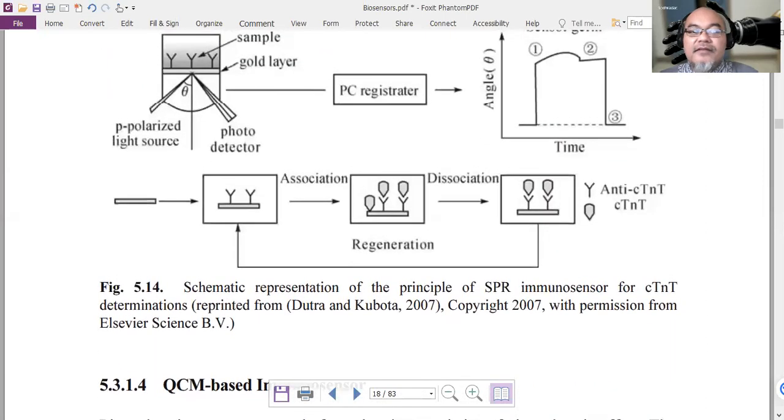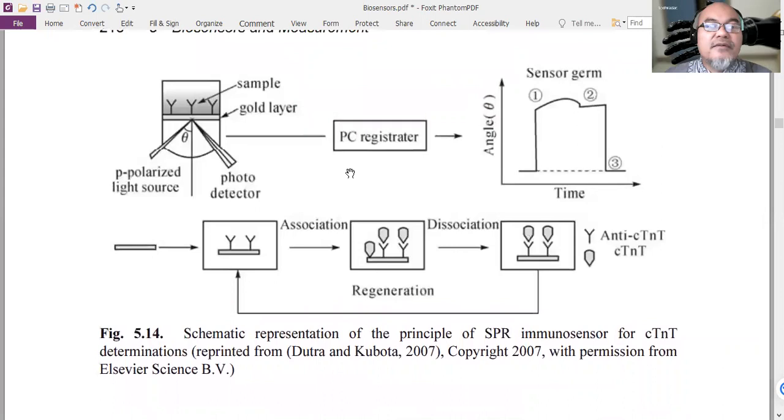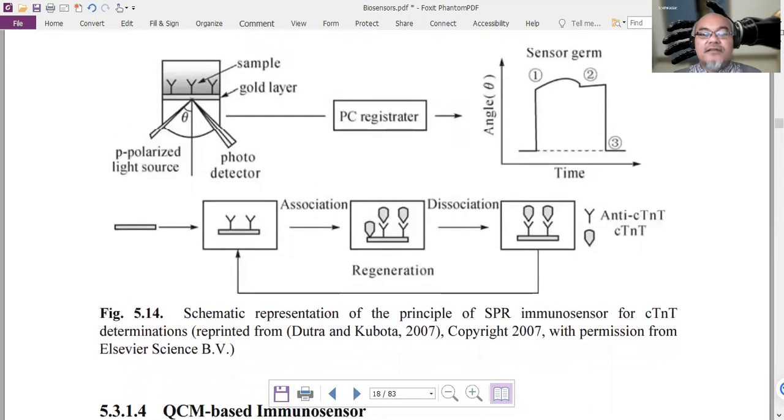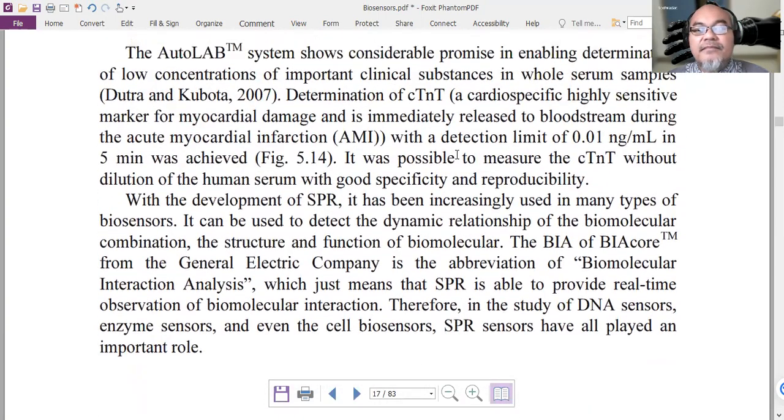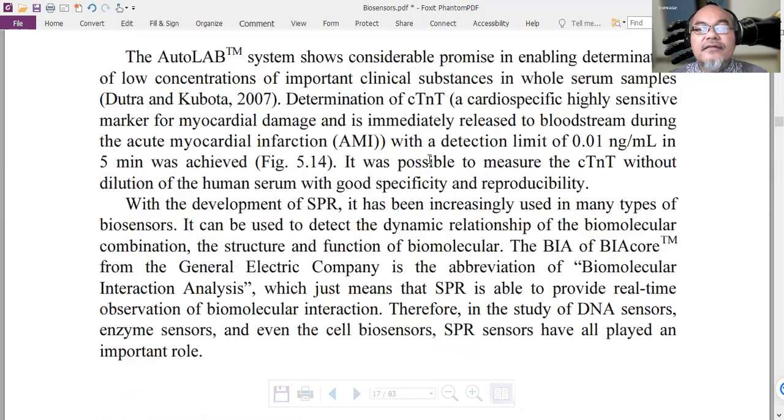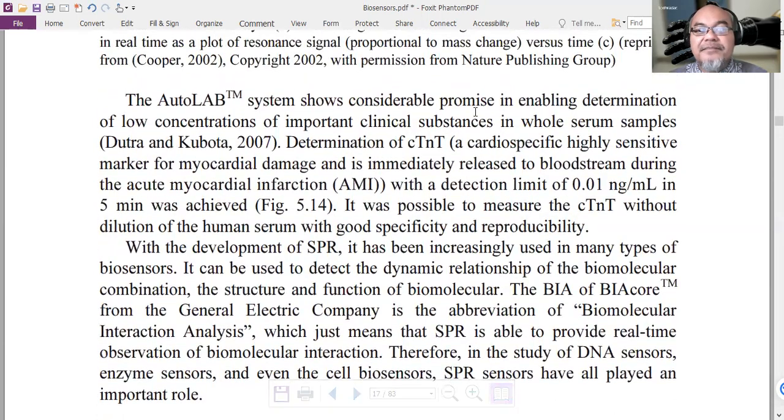This is another SPR immunosensor, using a polarized light source and a photodetector like this. When there is association here, then dissociation, it can measure the binding like this. Then there is regeneration, and dissociation here, and it drops back again. This is an SPR immunosensor from Dutra and Kubota.